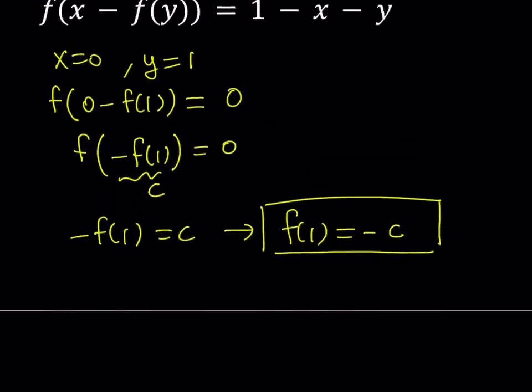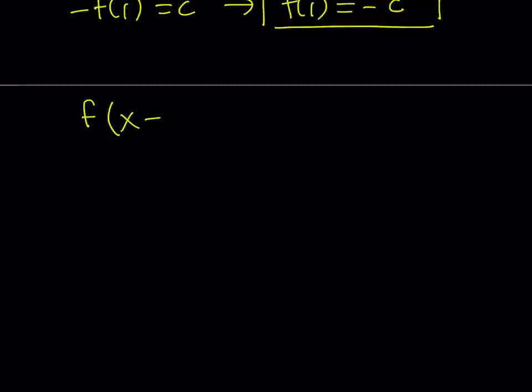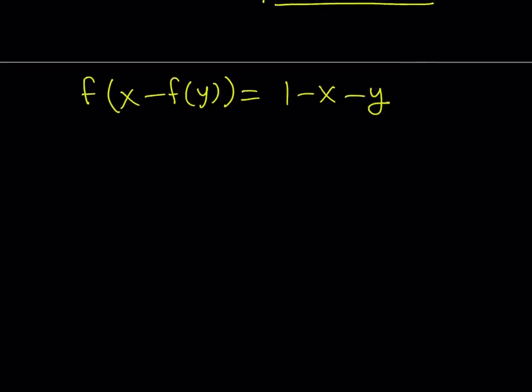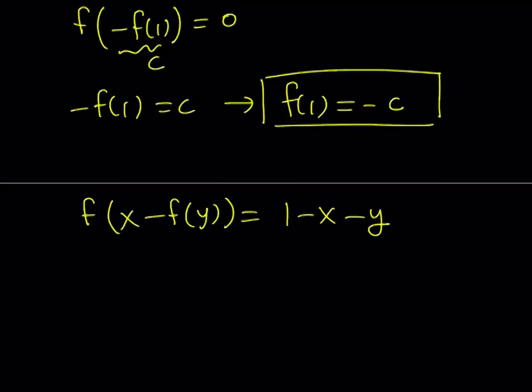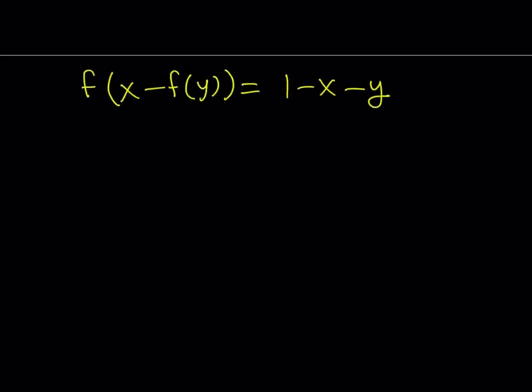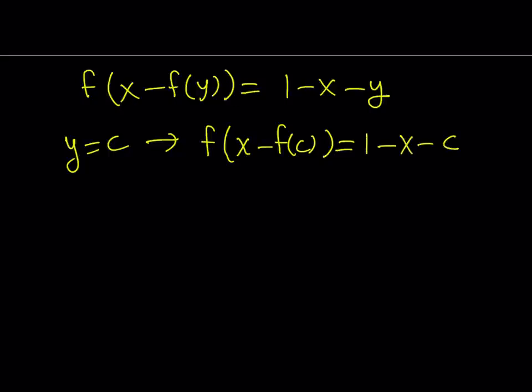So now I'm going to go back to the original equation. Let me rewrite it for you. f of x minus f of y equals 1 minus x minus y. Now I'm going to be replacing y with c. The reason being is I have that f of c is equal to 0, so that's kind of nice. And if I replace y with c, I'm getting f of c inside the parentheses. And what am I doing with x? Nothing. So x stays as is, but replace y with c. This gives us f of x minus f of c equals 1 minus x minus c. Remember, c is a constant.